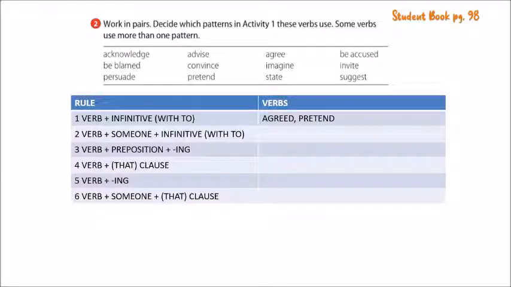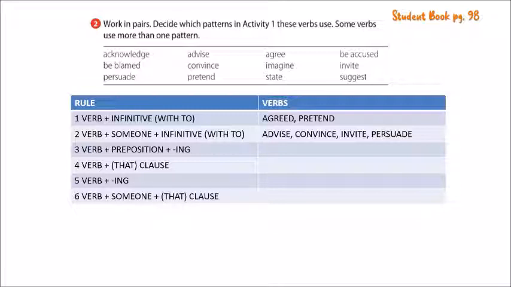Okay, so we already have number 1, which is agreed and pretend. What about for number 2? We have the verb plus someone plus infinitive with to. So that would be advise, convince, invite, and persuade. I advise someone to buy this. I convince my mom to prepare lunch. I invite my dad to come with me.